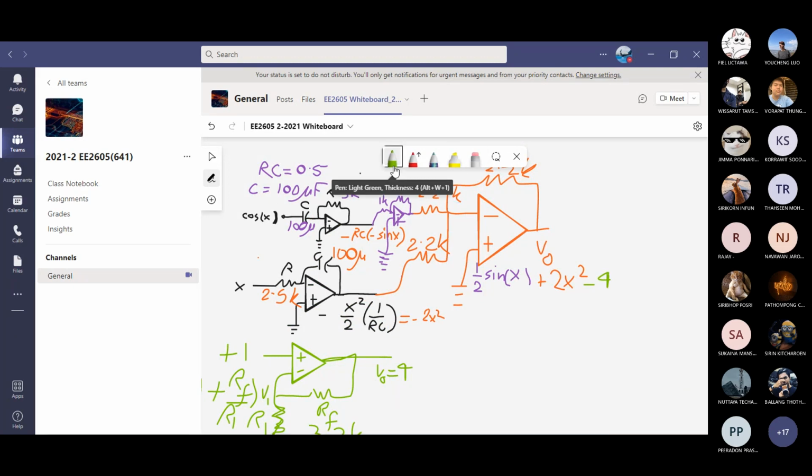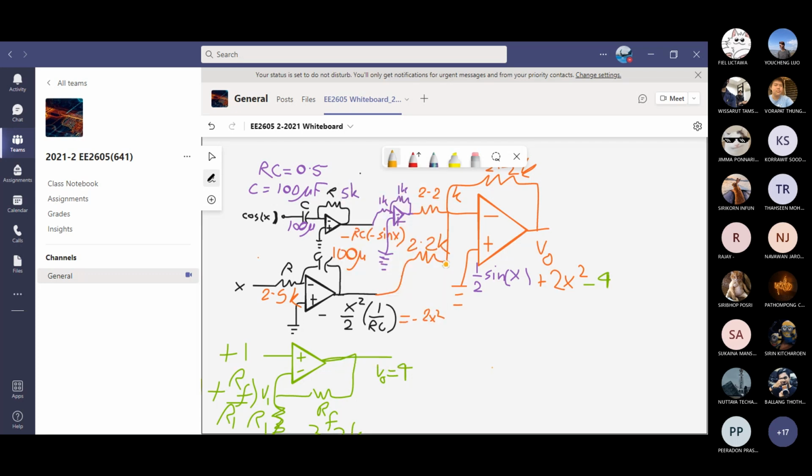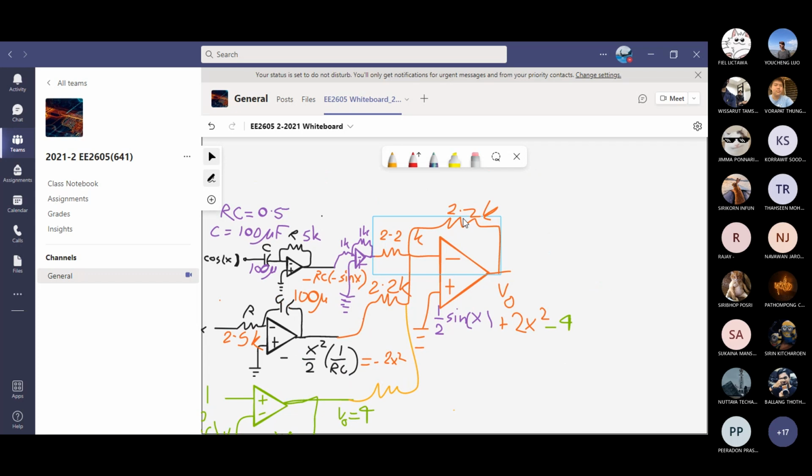So what I will do here, I will just add another resistor. This will be, how much is the value? 2.2K and 2.2K. Ratio has to be 1. We're multiplying by 1. And then you have a complete output.